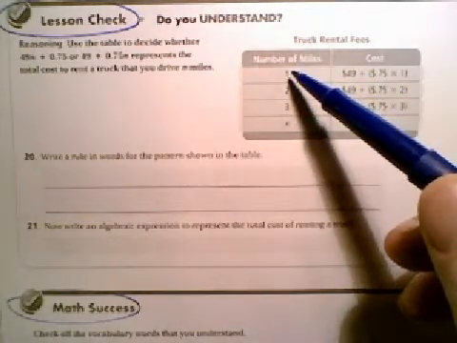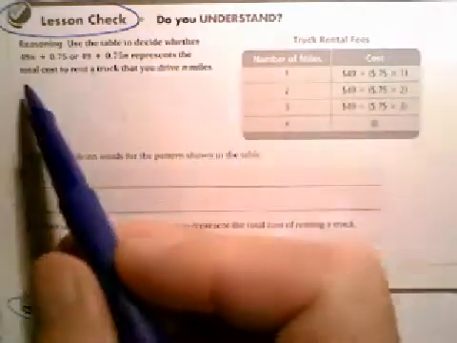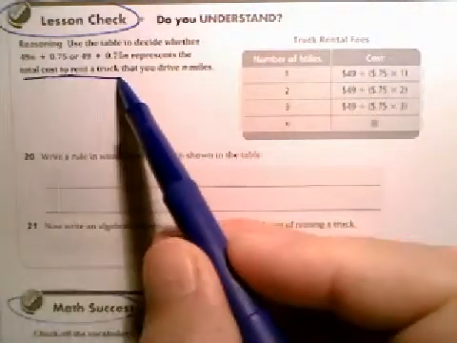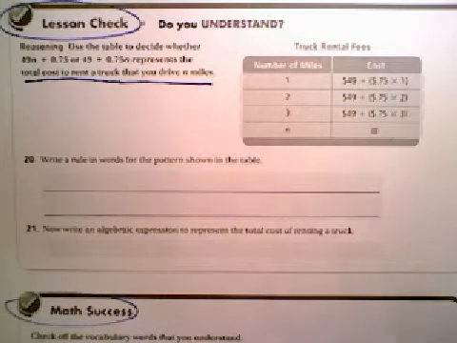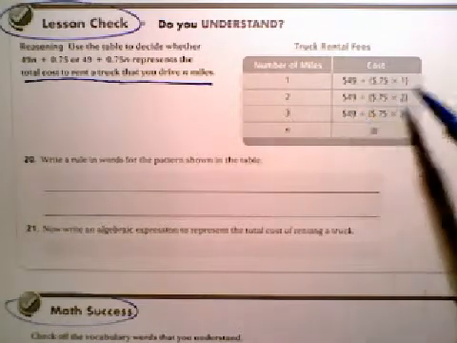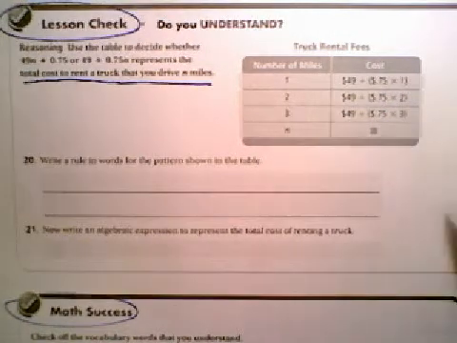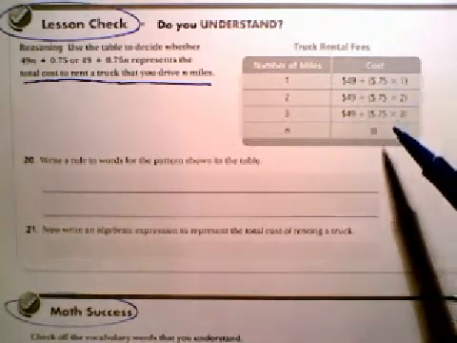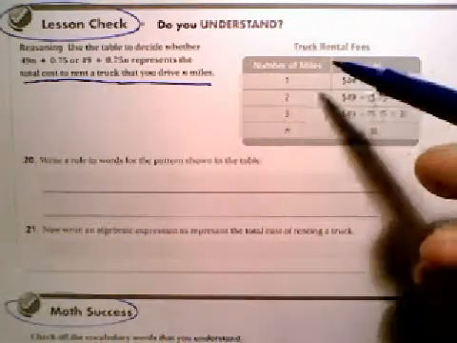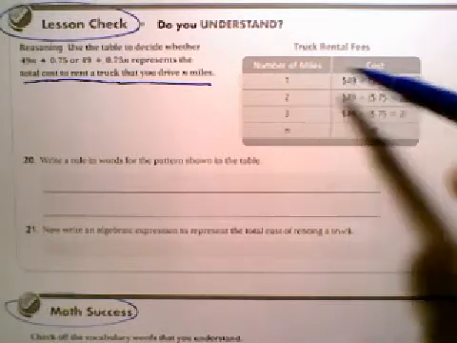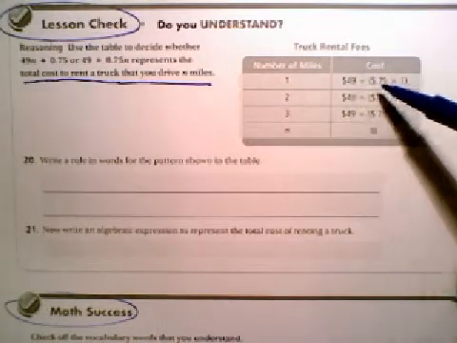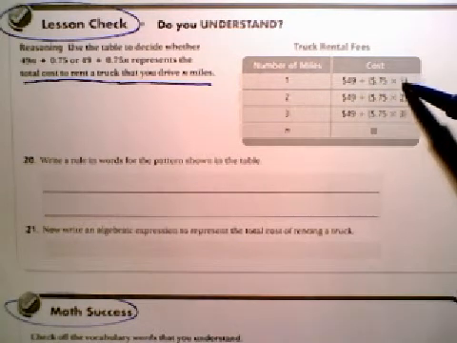The number of miles. So basically you've got the total cost to rent a truck that you drive N miles. This is a totally common thing. I was in Minnesota this summer, and I rented a car, and there's a cost involved in renting the car. There's an initial cost, and then there's a cost per mile. So that's the way it goes. An initial cost plus a cost per mile. Write a rule in words for the pattern shown in the table. If you drive the truck 1 mile, then it costs $49 plus 75 cents times 1.